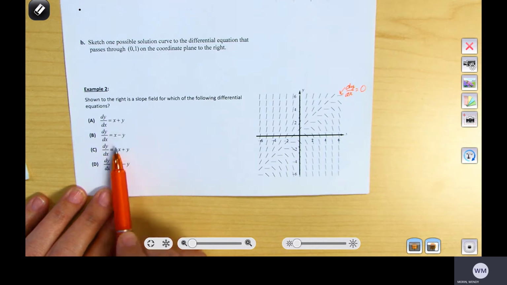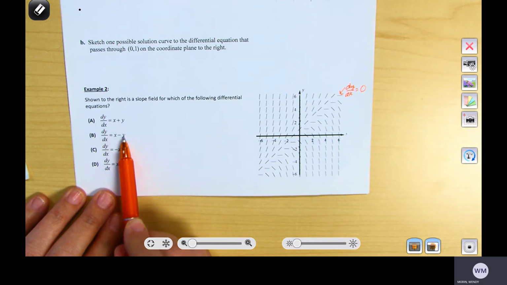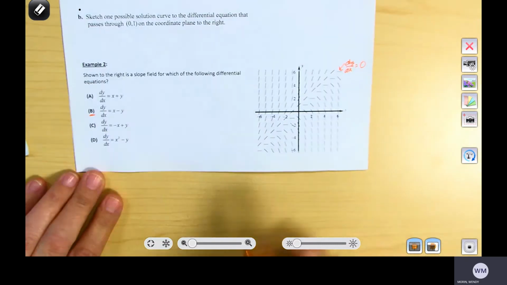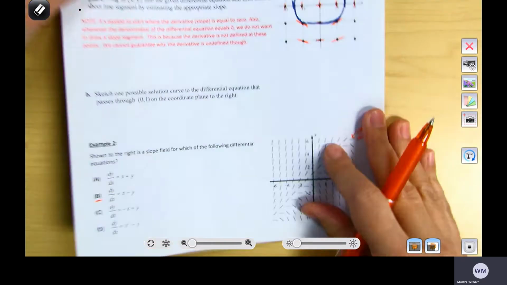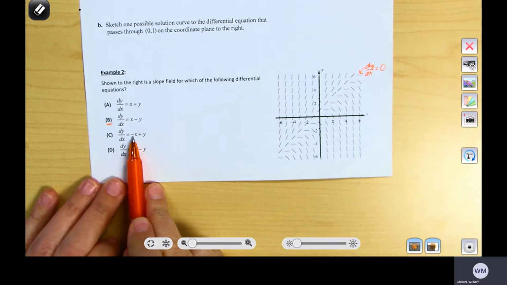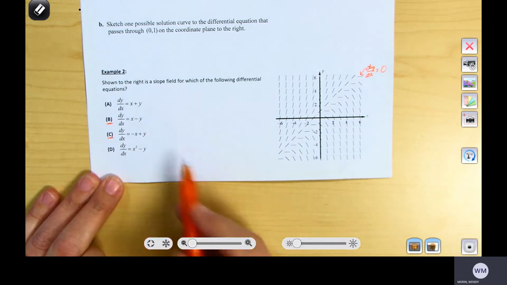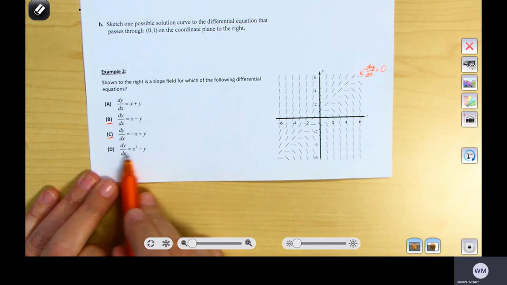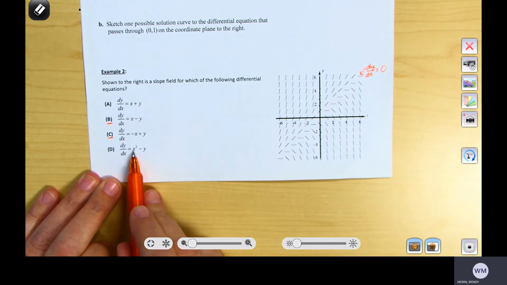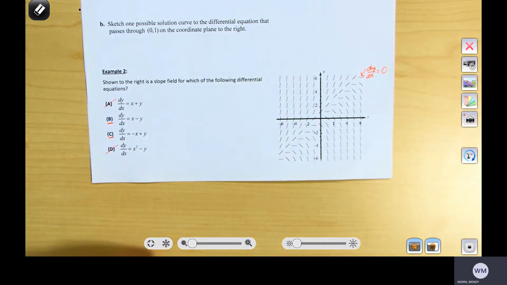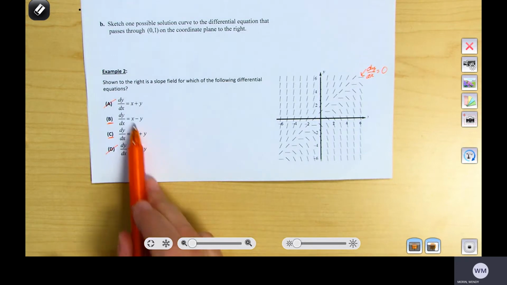1 plus 1? No. 1 minus 1? This looks like it might satisfy that, but we have to make sure they're all satisfied. So let's keep going. How about this? The opposite of 1 plus 1? That satisfies that. Or 2, 2. And then this one, 1, 1 satisfies it, but 2, 2 does not. So we can cross off this one, we can cross off this one. Okay? So now we're down to 2 choices.